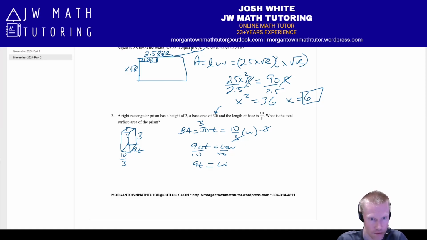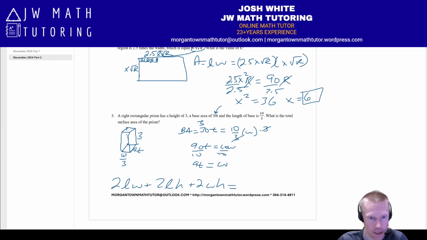So now, all we have to do for total surface area of a prism is basically 2 length width plus 2 length height plus 2 width height. The order technically doesn't matter. But essentially, there's 6 total sides. There's a front, back, left, right, top, bottom. So now we can just plug everything in.